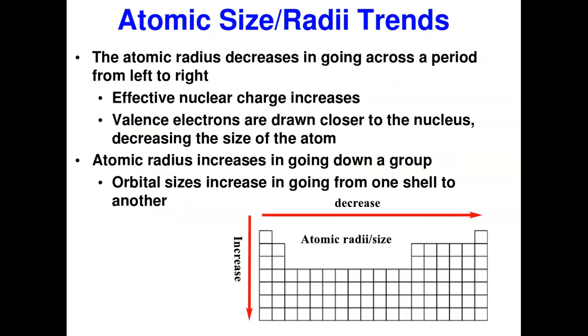So going to the actual trend, what is the trend? The atomic radius decreases as we go across the period, from left to right. As I'm going from my left towards my right, the atomic radius does what? Decreases. Why does it decrease? It decreases because the effective nuclear charge increases. Now, the effective nuclear charge represents the number of protons.